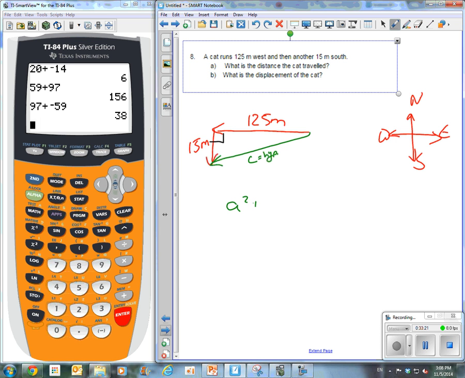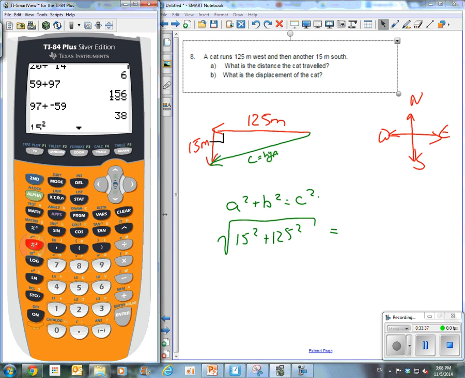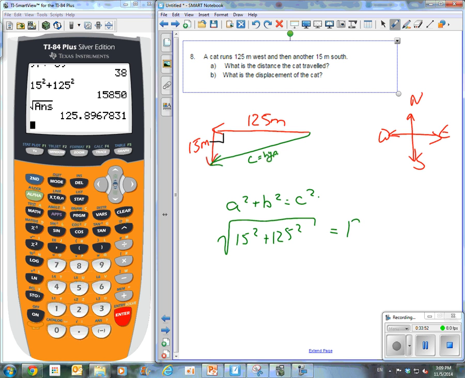So A squared plus B squared equals C squared. So the square root of 15 squared plus 125 squared is going to give me, so 15 squared plus 125 squared gives me, now I'm going to take the square root of that answer, and that gives me 125.9 meters. Got two significant digits, so 1.3 times 10 to the 2 meters for this particular question.